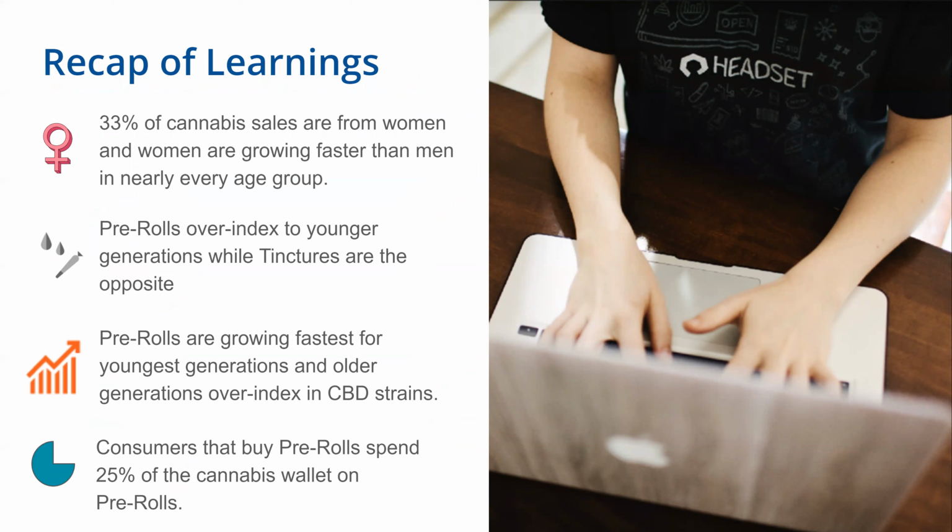Thanks, Cassie. All right. Well, I'm just going to give a quick overview of what we went through. So today, we learned that 33% of cannabis sales are from women, and that women are growing faster than men in nearly every generational group. We learned that pre-rolls over-index to younger generations, while tinctures are the opposite. We learned that pre-rolls are growing fastest for the youngest generations, and older generations tend to over-index in things like CBD strains and maybe even indicas. Finally, we found that consumers that buy pre-rolls spend about 25% of their cannabis wallet on pre-rolls, and that was a bit larger for women.